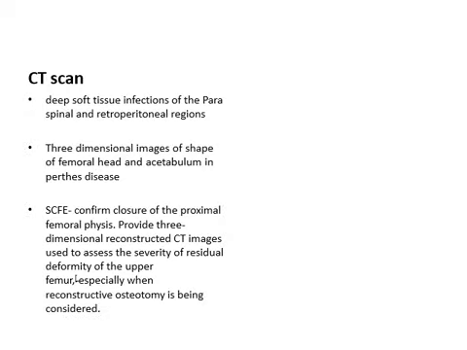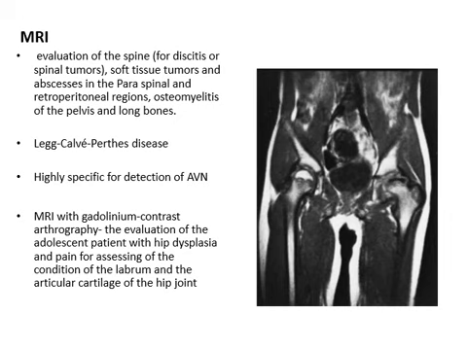The CT scan can help us in diagnosing a lot of pathology, like slipped capital femoral epiphysis or any infection in the spine or the retroperitoneal region, for example. MRI can be used as well for a lot of diseases like Perthes disease, discitis, or any leg pain or tumors. Those are the tools that can be used to evaluate the limp.